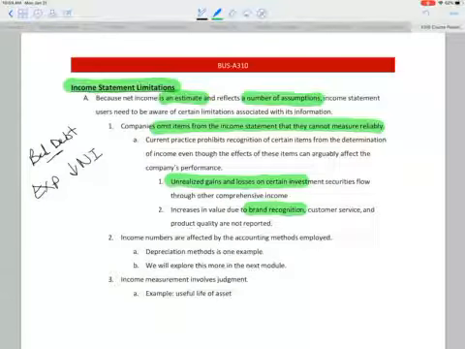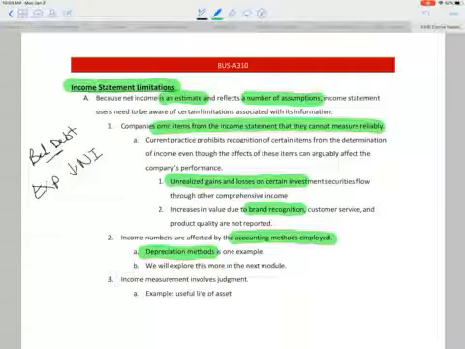If we use different accounting methods, we may end up with different values for expenses. One example of that is depreciation. We'll talk about that a little bit later in the course, but we could use different methods to calculate depreciation, and depending on which method we use, we're going to get different figures for the depreciation expense.